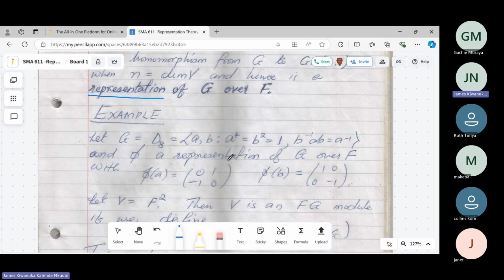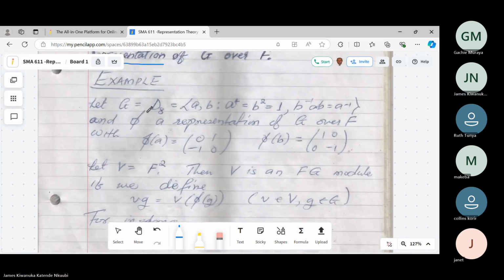So let's look at an example. We consider this dihedral group, the symmetries of a square. These are the defining relations for the symmetry of a square. So then we have this representation that we defined earlier. Remember this matrix, I think we call this one capital A and the other one B. We defined this representation earlier. So we already know that we have a representation here.